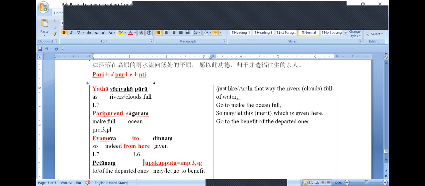Okay. And then this upakampatu is lesson number 2, also lesson number 6, okay? Lesson number 6. So you can see all this grammar we cover already. And then the anti, all these are lesson number 1, right? So lesson 7, yada. Anti, present tense, lesson 1. A1, you can find in lesson 7. Ito, lesson 6. Okay, so these are the things. When you learn the grammar, you come and then try to see how they apply in the chanting here.